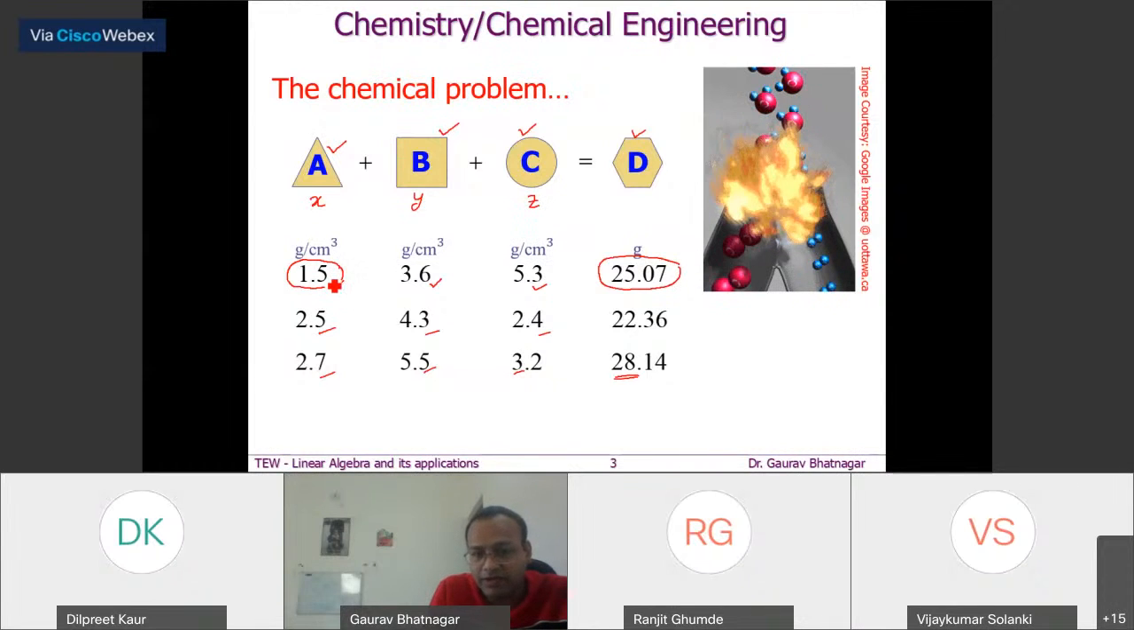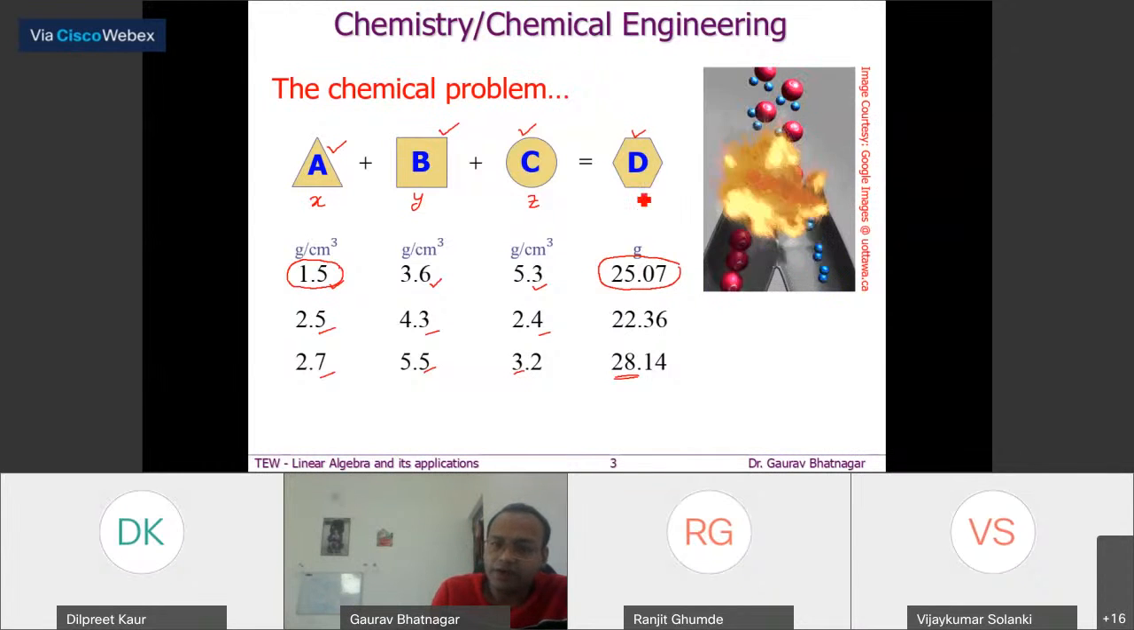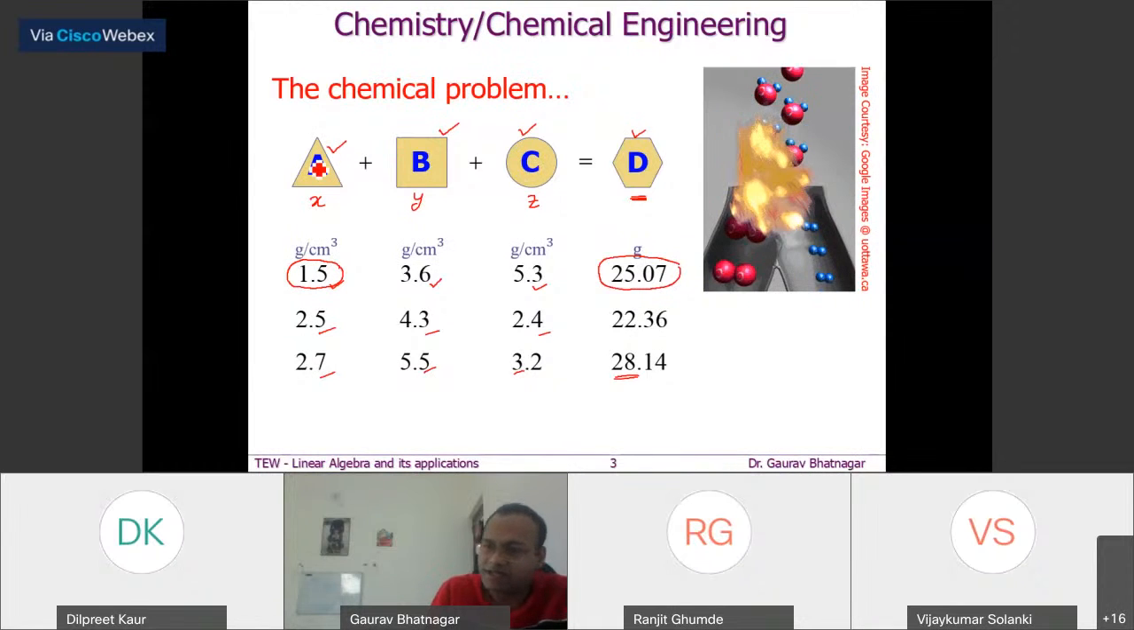So using these three different experiments, now we need to identify what are the actual volumes of the substances A, B, and C, which are actually utilized in this particular experiment. Because whenever you look at a certain chemical equation, then in order to get this particular substance D, there are already predefined values or volumes of these three substances.